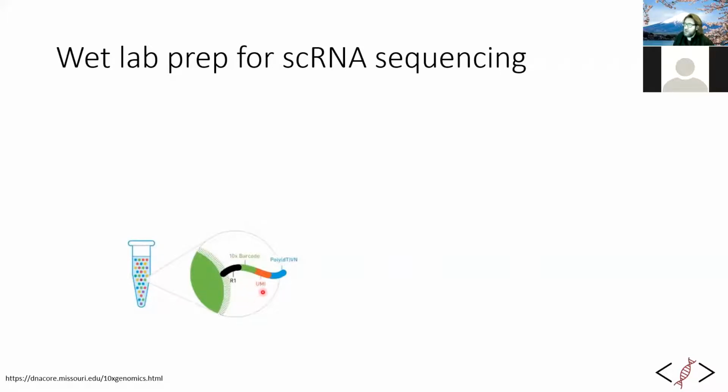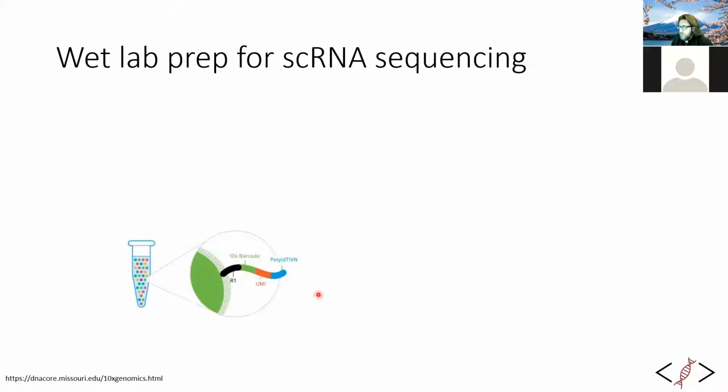They're also going to have a UMI, which stands for Unique Molecular Identifier. This is going to be unique for each oligonucleotide. So for every oligonucleotide, this is unique. And then it's going to have a poly-dT capture.